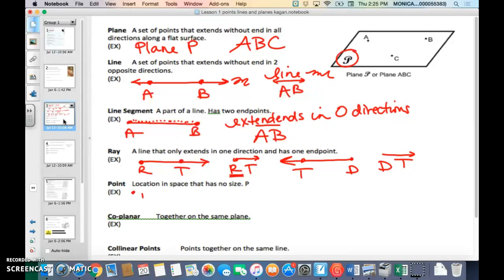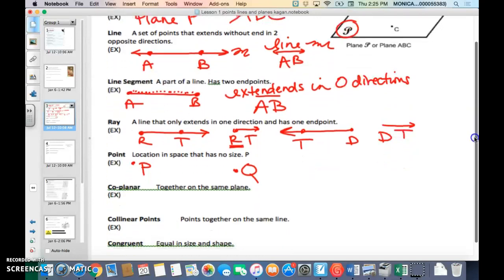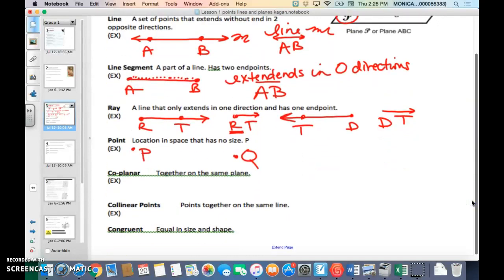Now a point is just a location in space. So this right here is point P. This right here is point Q. Now the word co generally means together. So like your co-worker, your co-student is like somebody that's with you in the class. So if we're saying coplanar, you can kind of see the word plane right here. So basically that means together on the same plane.